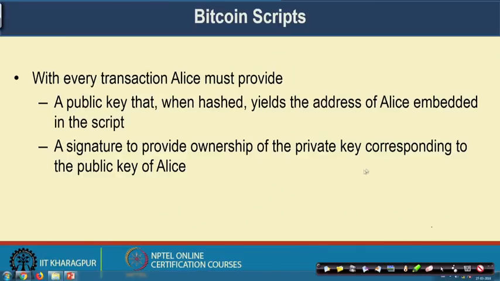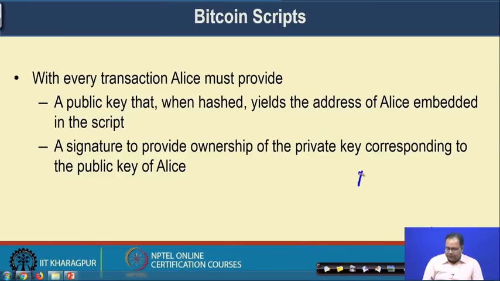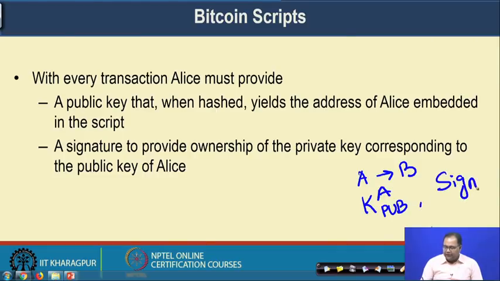The idea is that you are making a transaction from, say, Alice to Bob, and along with that transaction you are putting the public key of Alice, and you are putting the signature of Alice which was generated using the private key of Alice.